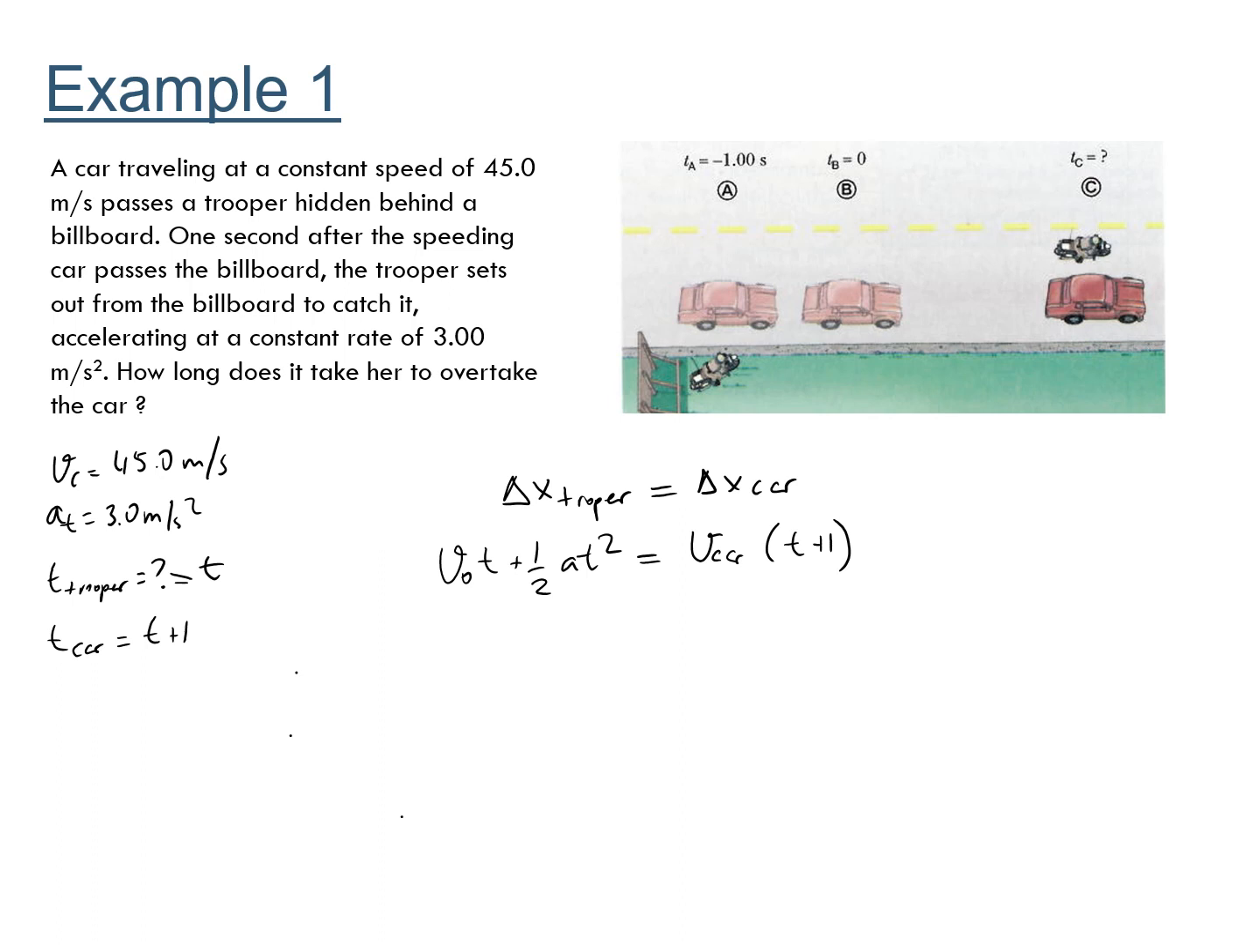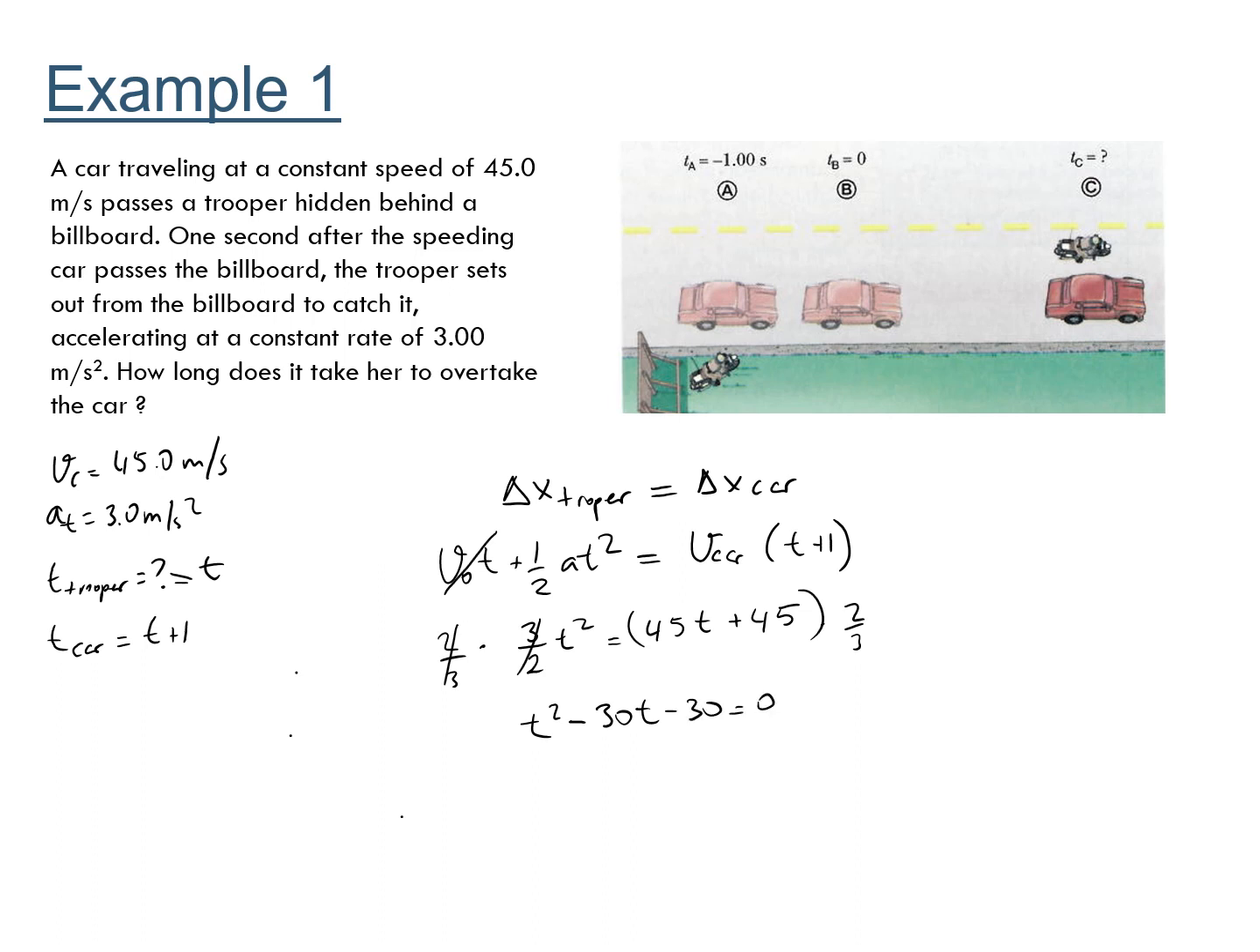Let's go ahead and plug in the values that we know. So original velocity of the trooper is nothing, starts from rest. So 3/2 t squared is equal to 45 t plus 45. Multiplying both sides with 2/3 gives us t squared minus 30 t minus 30 equals 0.